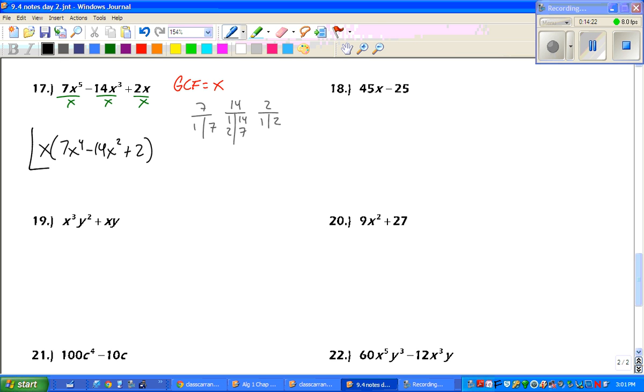Okay, so our answer is right there. Now the GCF is just x. Okay, because if you look at the numbers, which I did the factors right there, there's no number that goes into all 3 of them besides 1. Okay?